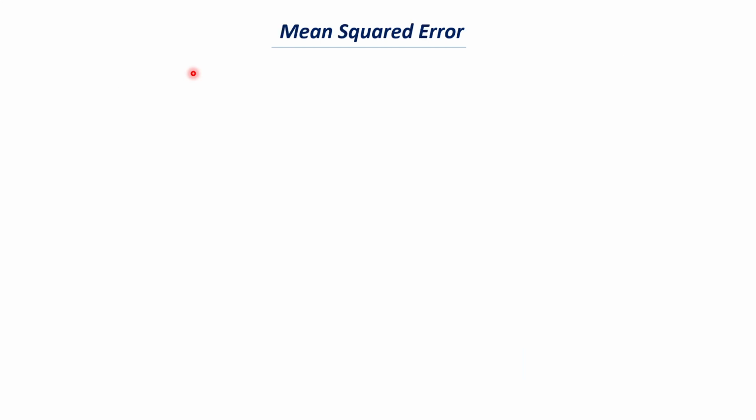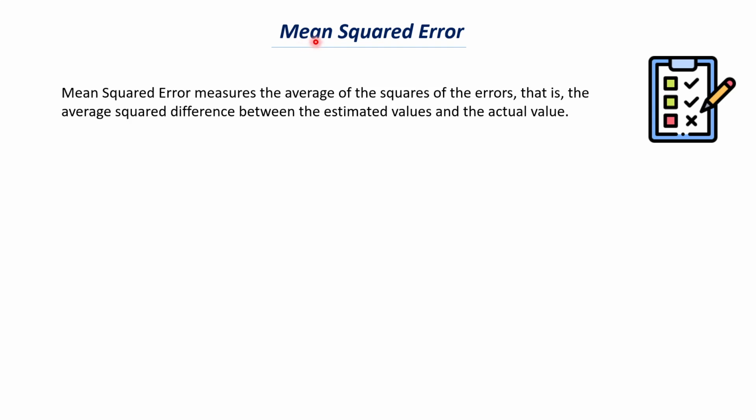Now let's try to understand mean squared error. As I've told you, the accuracy score is used for classification problems, and the mean squared error and mean absolute error are used for regression problems. So mean squared error is one of the most important and most widely used evaluation metrics when it comes to regression.